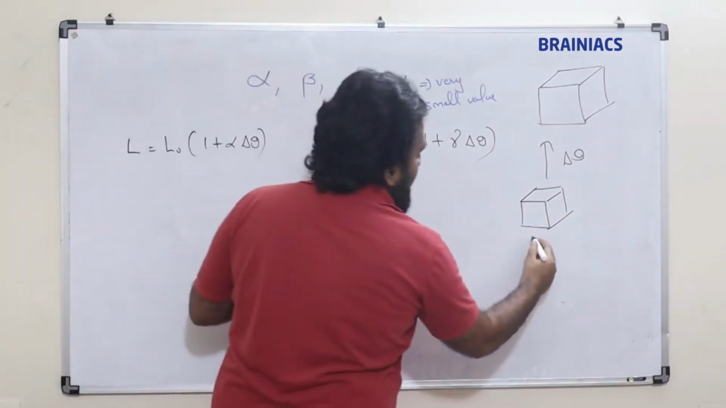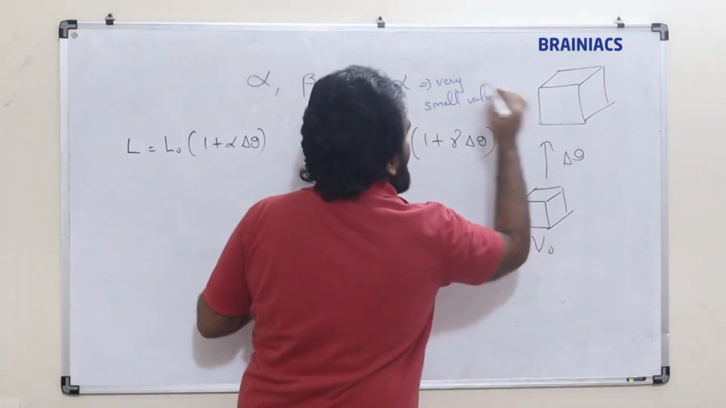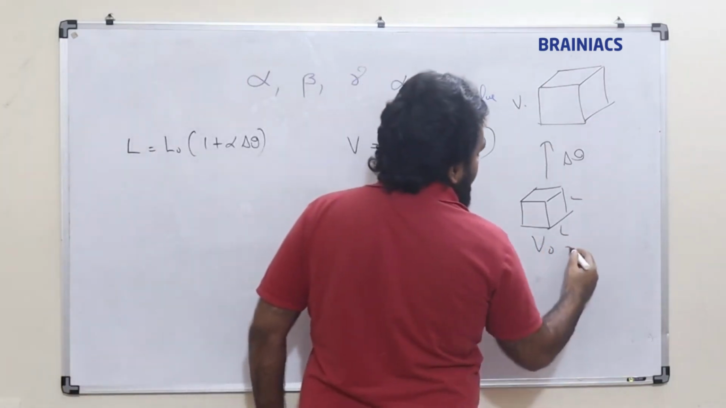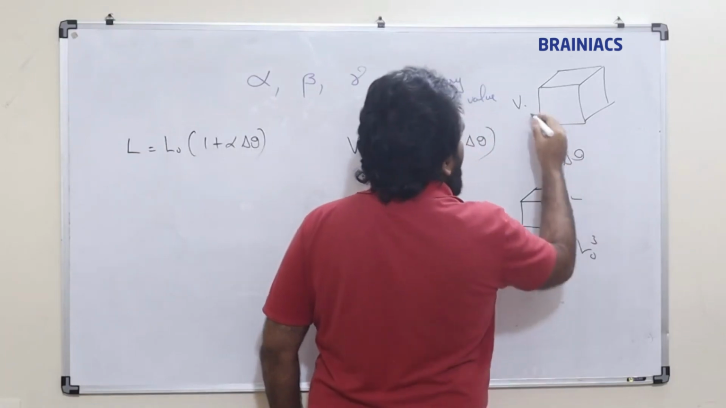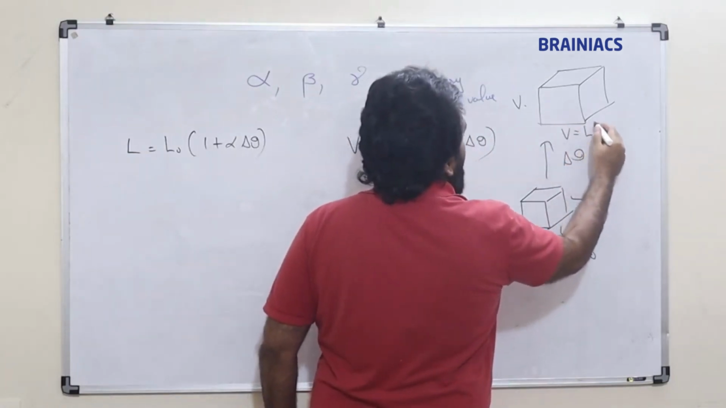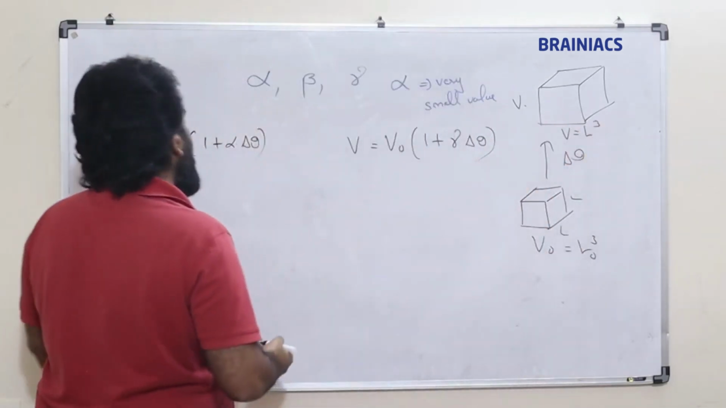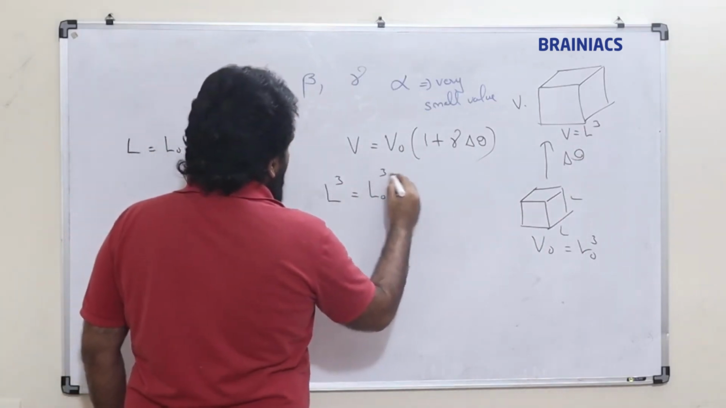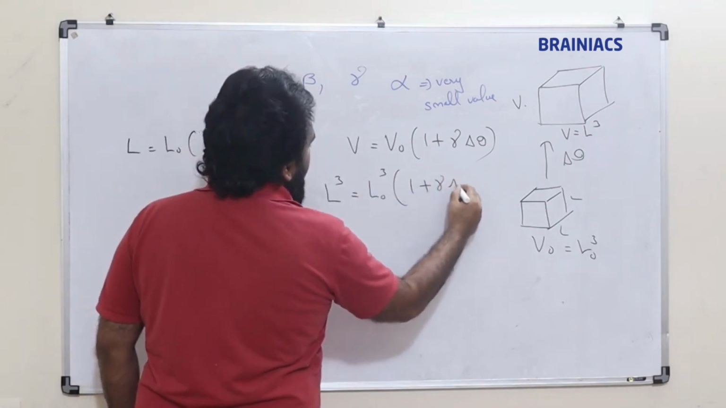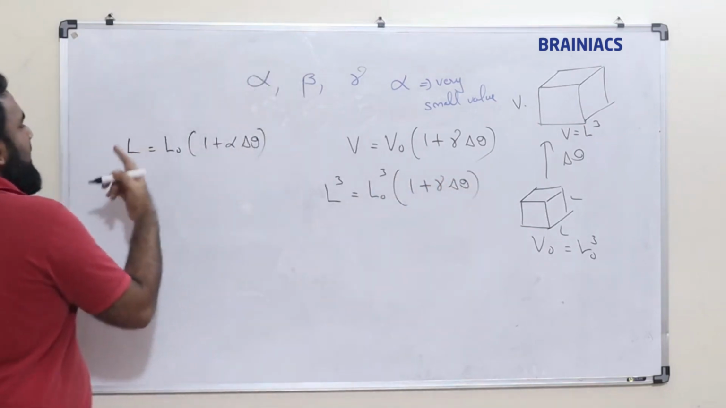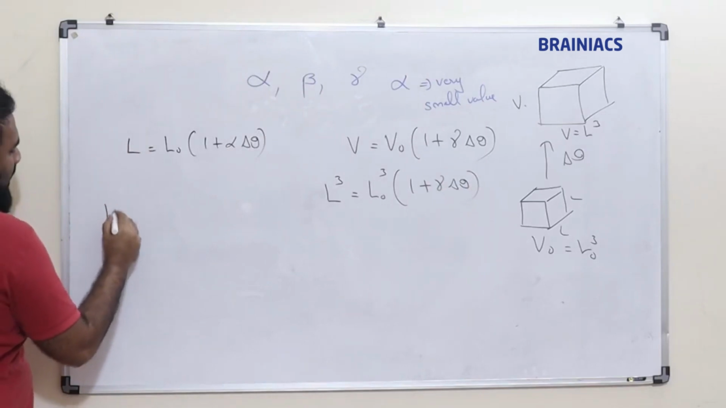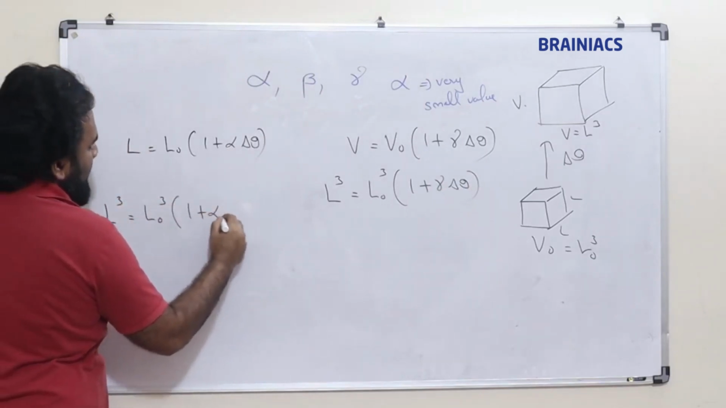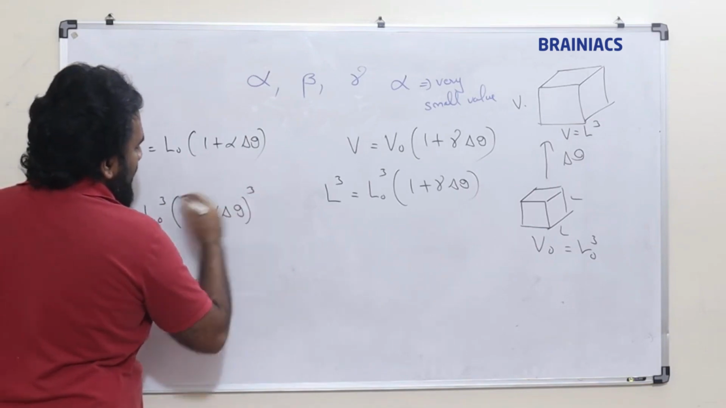So if this is the volume V naught and if this is the volume V, we can say if each side is L, V naught is L naught cube and V is L cube. So L cube is equal to L naught cube into 1 plus gamma delta theta. Now let us take the cube of this. L cube is equal to L naught cube into 1 plus alpha delta theta the whole cube.